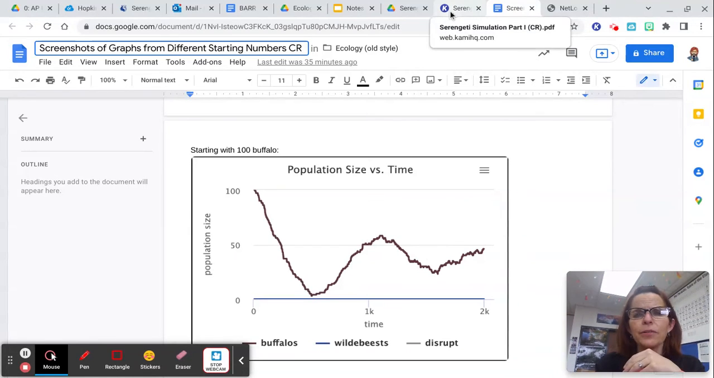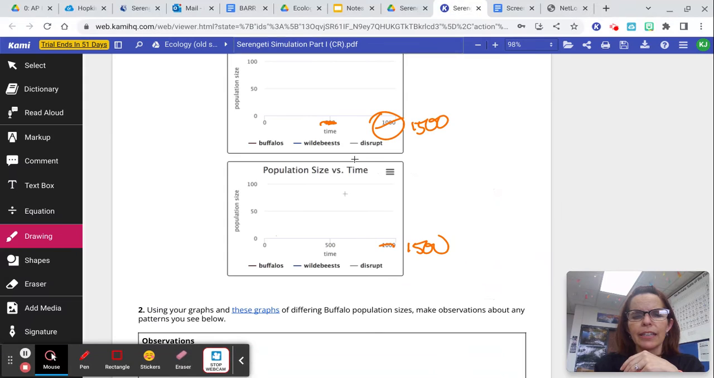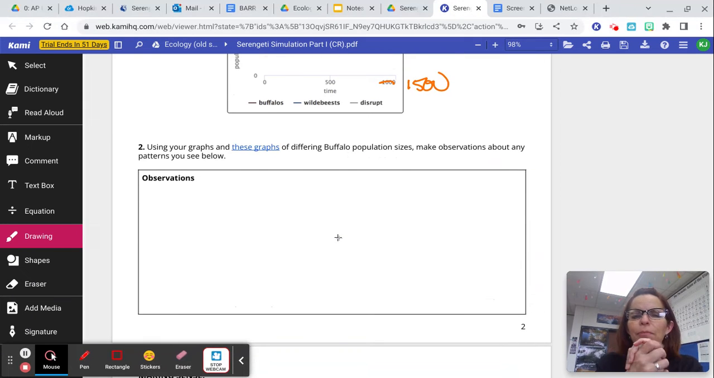So what we want you to do is type here any observations and any patterns you see. The number that we start with determines whether the population goes up or down initially, but all of the populations, no matter how many we started with, fluctuated around 40. I would say the words "fluctuated around 40" are really important.